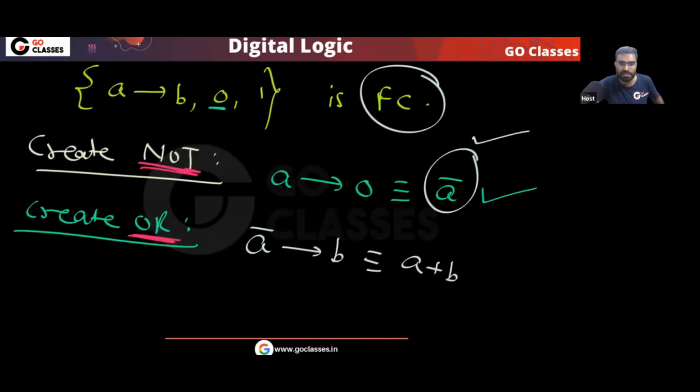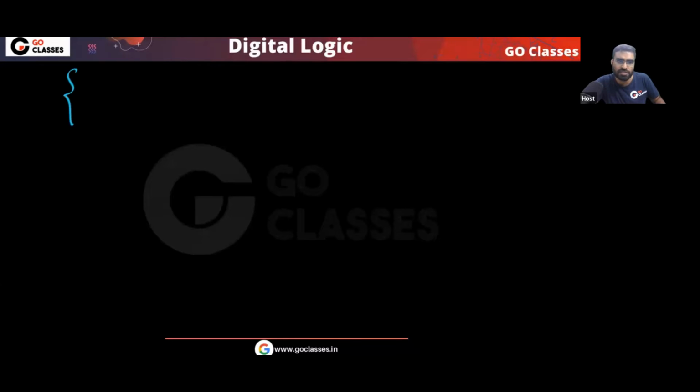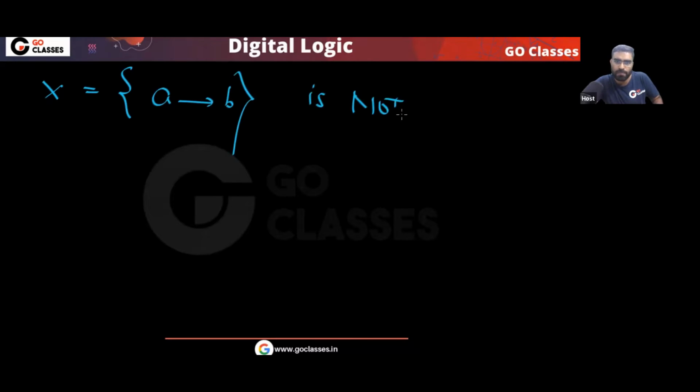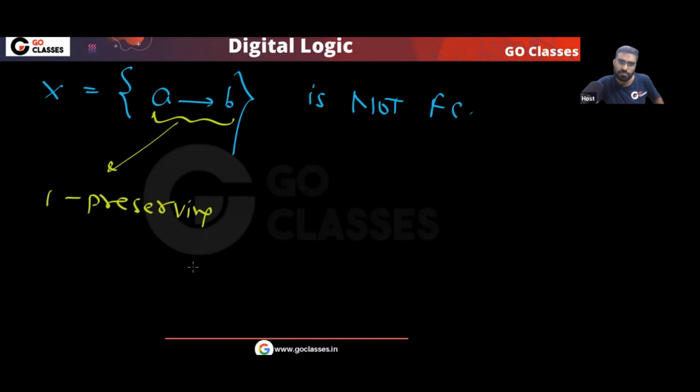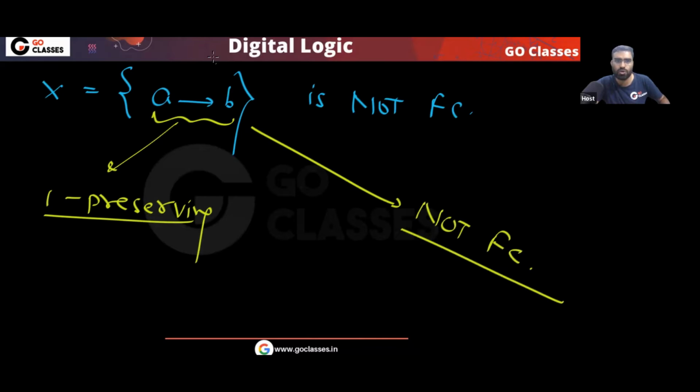Okay. And what about this alone? If I give you only the implication function, now this is not functionally complete. What is the reason? You can easily see this is one preserving. So because this is one preserving, this is not functionally complete. Yes or no?